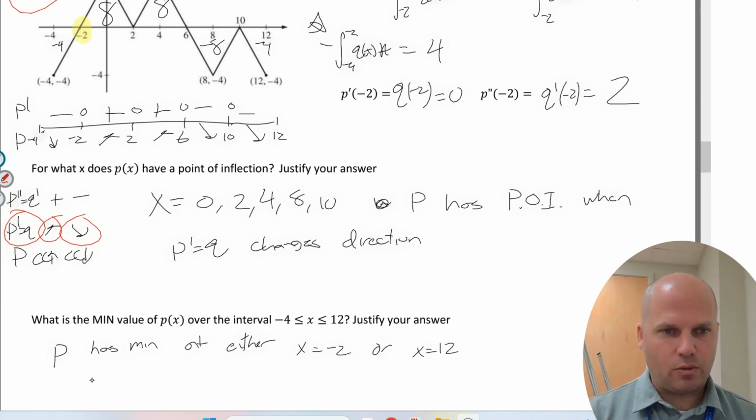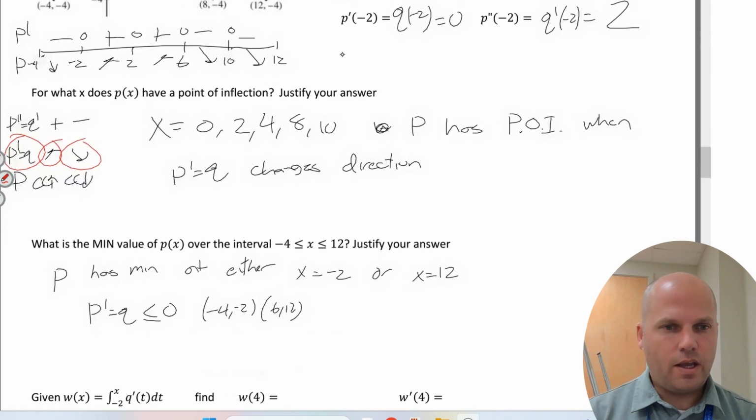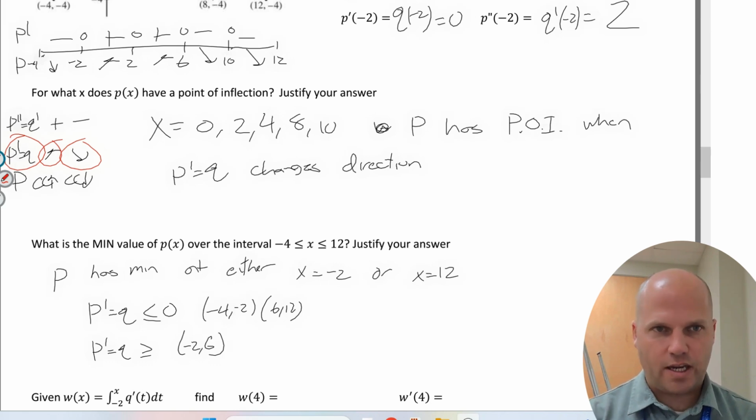Now this is where we're going to be a little bit stickler about things. P prime, which equals Q, is negative from -4 to -2. Let's say less than or equal to 0. -4 to -2. And then 6 to 12. And then P prime is positive. We're literally just repeating the sign analysis from -2 to 6. That covers the entire interval. That justifies why these are your candidates. Now you just have to compare the candidates.